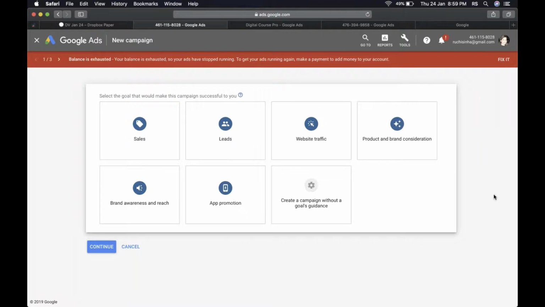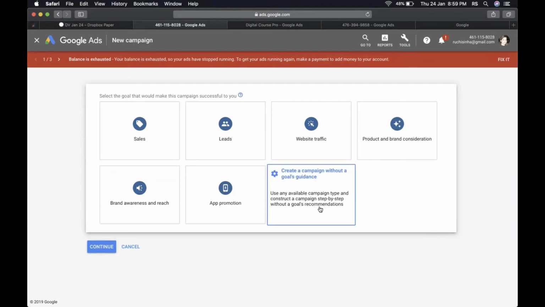Website traffic, yes, website traffic. Okay, brand awareness will really not help much initially. It has to be built over time. So website traffic, yes.